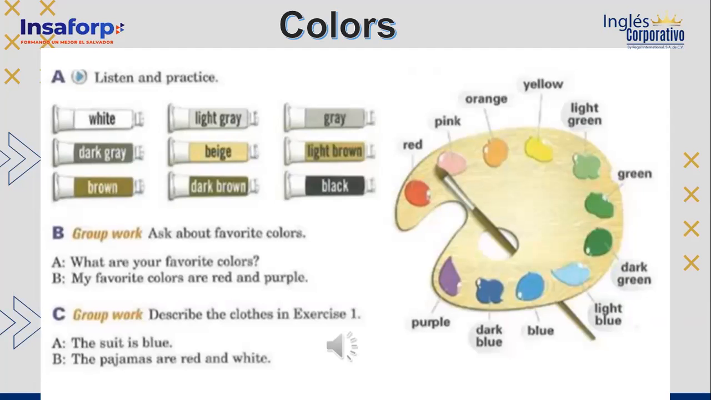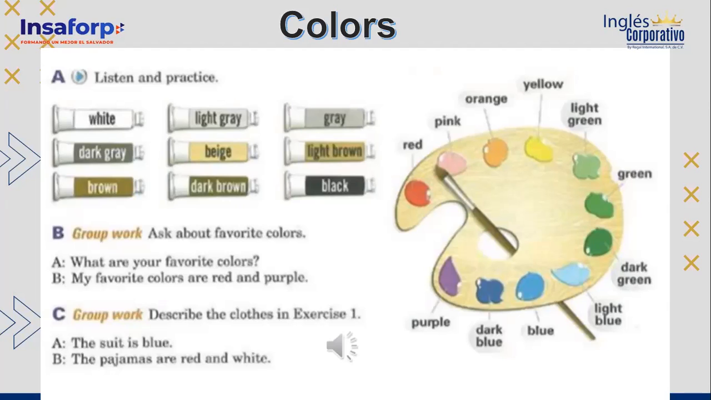La palabra light, cuando queremos decir que un color es claro, entonces utilizamos light. Y si queremos decir que el color es más oscuro de lo normal, vamos a utilizar dark gray. So up you can see I have gray, sería el gris normal. Then I have light gray, un gris más claro. And then I have dark gray, un gris más oscuro. Entonces vamos a utilizar esos dos adjetivos, light and dark, para decir que un color es más claro o más oscuro.